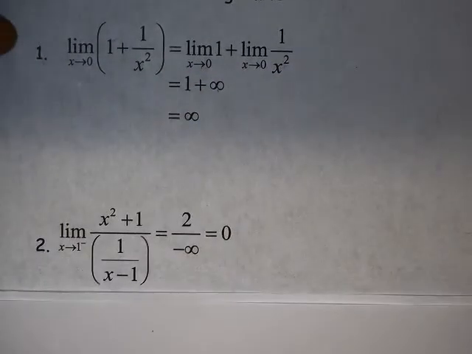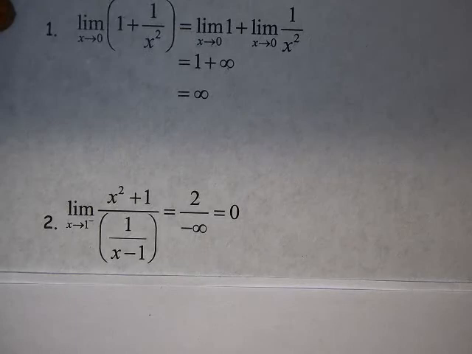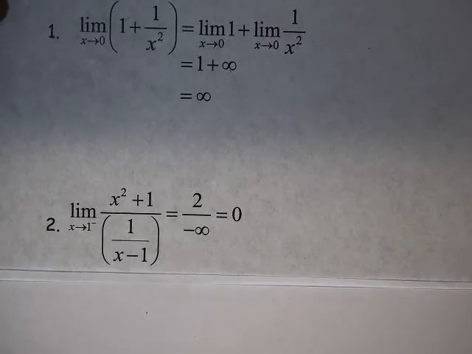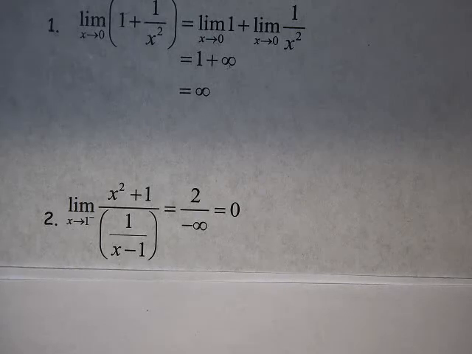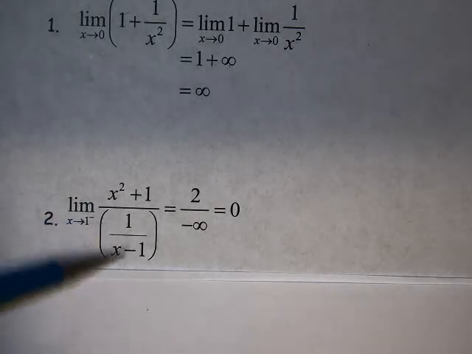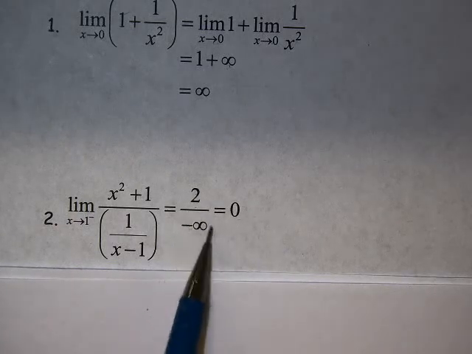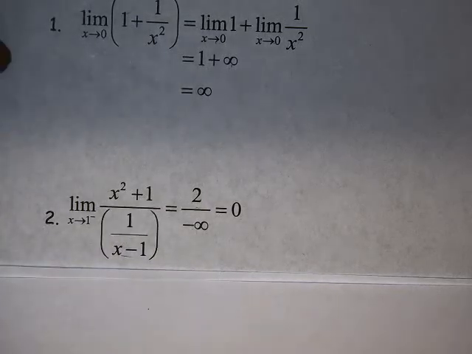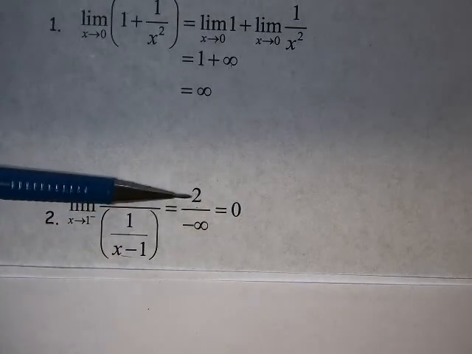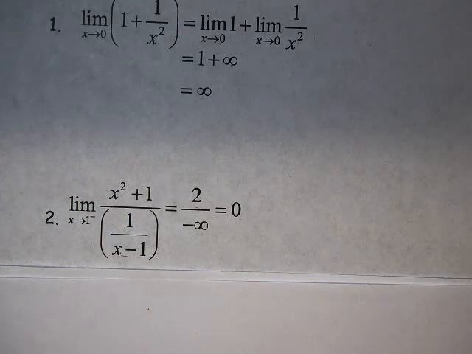Second example here. We want to know, as x approaches 1 from the negative side, what's going to happen to x squared plus 1 over the quantity 1 over x minus 1. So this limit is 0. We get a 2 over, this turns out to be a negative infinity, and we'll talk about why that's the case in a second. But we get 2 over any finite value over an infinite value is always going to give us a limit of 0.